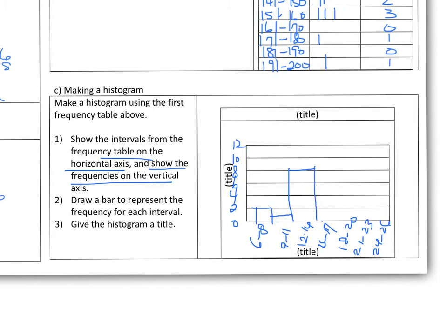15 to 17, I have 10 tallies. 18 to 20, I have 5 tallies. 21 to 23, I have 1 tally. And 24 to 26, I have 2 tallies. Okay, so now we have a histogram, or in other words, a bar graph.